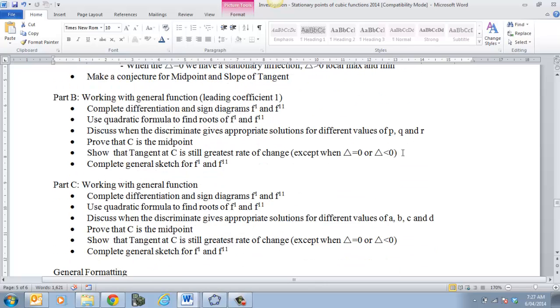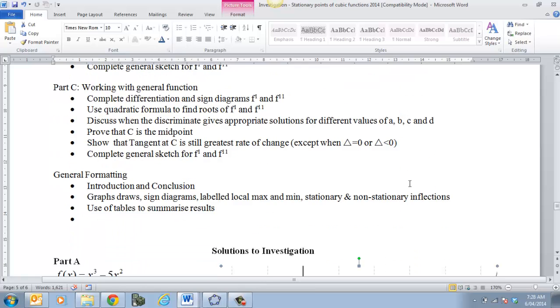In part B, when you're working with your general function with the leading coefficient of 1, again I expect to see the differentiation and the sign diagrams. I would be expecting you to use the quadratic formula to find the roots of that, so you'll need to show that process. Discuss when the discriminant gives you an appropriate solution, so you'd be looking at when that's equal to 0, or greater than 0, or less than 0. So I'd be talking about that. And again, you could do those tangent things for that. And I would expect to see the sketches for those functions.